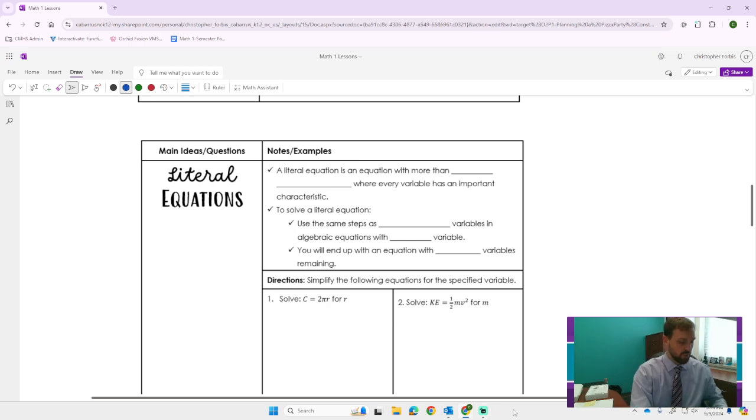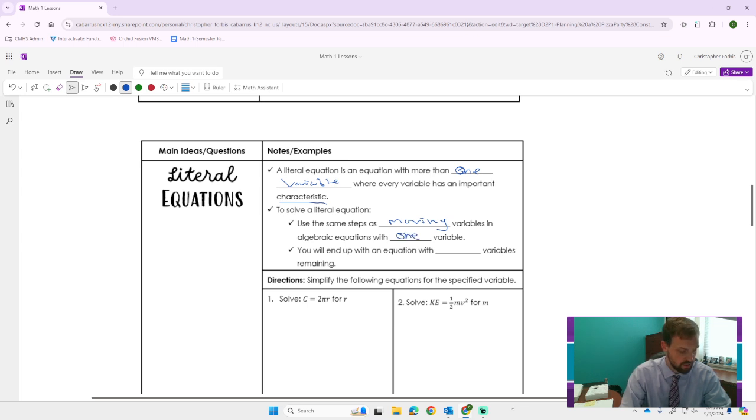All right, moving on to literal equations. Let's discuss what literal equations are. So a literal equation is an equation with more than one variable, where every variable has an important characteristic. All right. So to solve a literal equation, use the same steps as moving variables in algebraic equations with one variable.